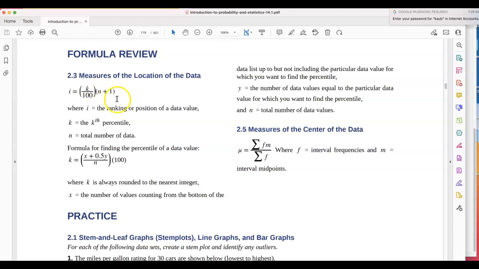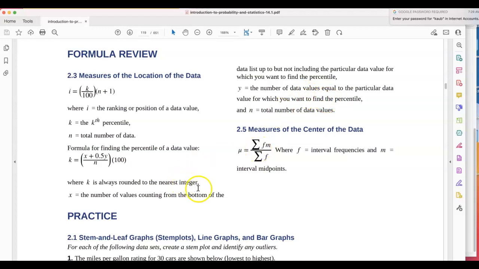All right. If you're trying to go backwards, meaning that you want to find out what percentile it is. Let's say you have a number and you don't know what percentile it is in the list of data. You would use this formula here. X is the values counted from the bottom up to the number that you have, and Y is the number of data values that you want to find the percentile. Okay, that's given over here.